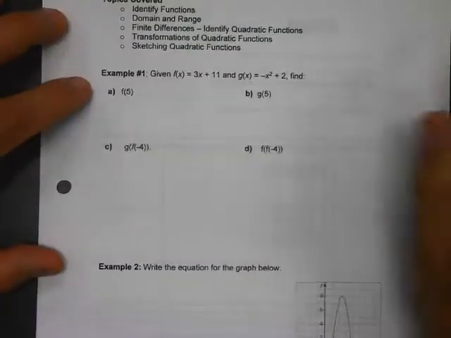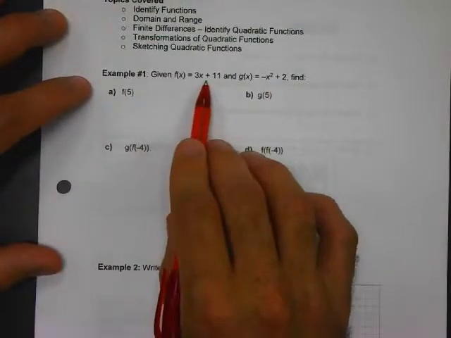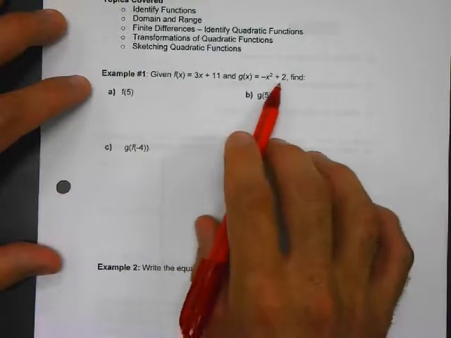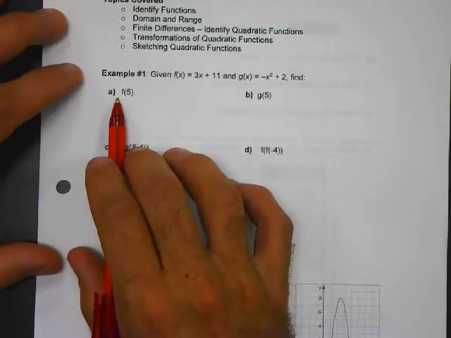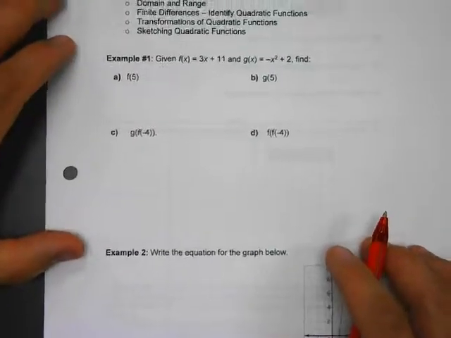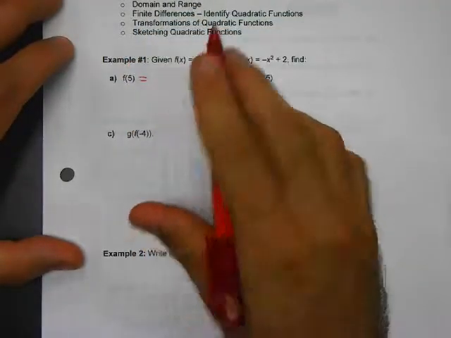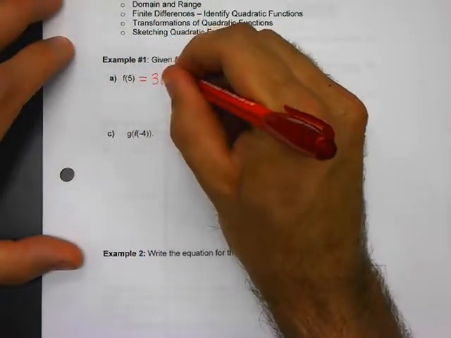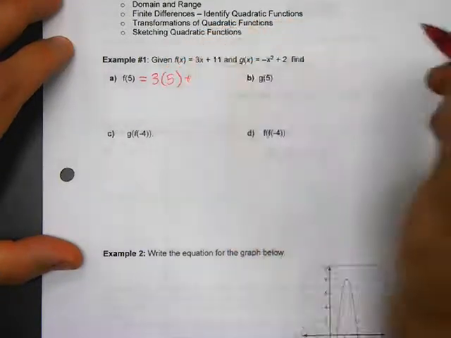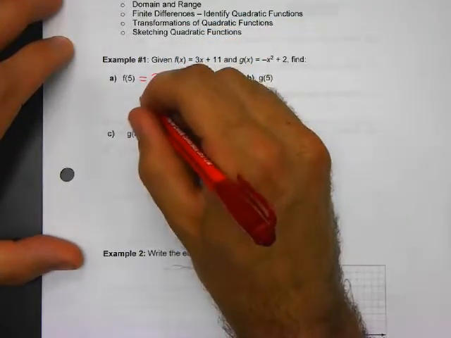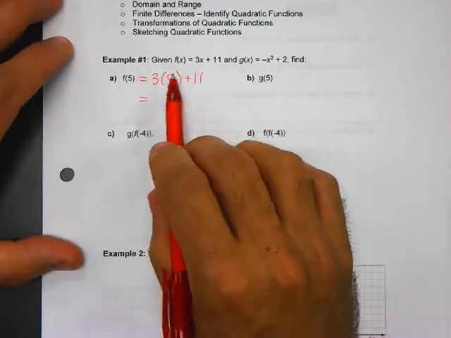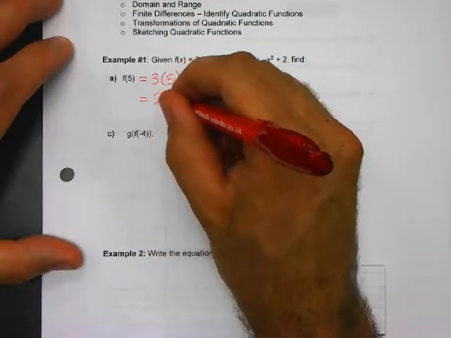Here we go, example 1. Given f of x is 3x plus 11, and here's g of x, find f of 5. So what this means is we're going to put in 5 for x. So we're going to say f of 5 is 3 times 5 plus 11. When you do this, you get 15 plus 11 is 26.